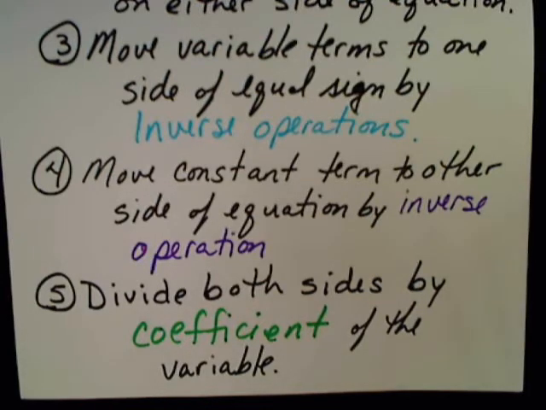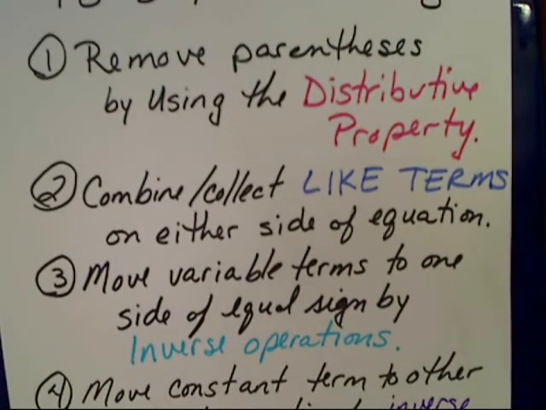Right? So those are the 5 steps for solving linear equations. Remove the parentheses using the distributive property. Combine or collect your like terms on either side. This is when we keep the signs the same as what's there, and we're just gathering them together and simplifying.